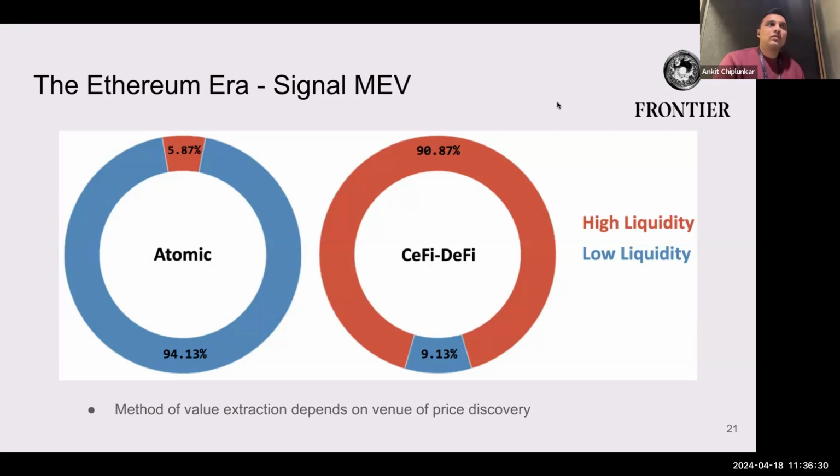Got it. So there are two different things that determine price discovery. One is liquidity, and the second is, are people actually using that venue to trade? And so when a token is very new, if the token is not launched on a centralized exchange, then the price discovery happens on a decentralized exchange.